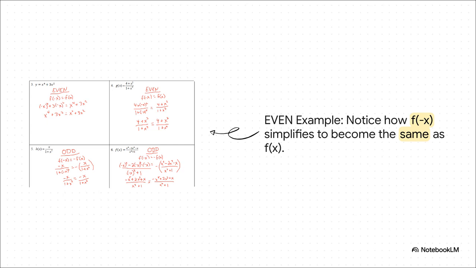So we substitute negative x into the function. Now, because a negative number raised to an even power always becomes positive, poof, the negative signs disappear, and the whole thing simplifies right back to the exact original function. Since f of negative x equals f of x, we've proven it's even.